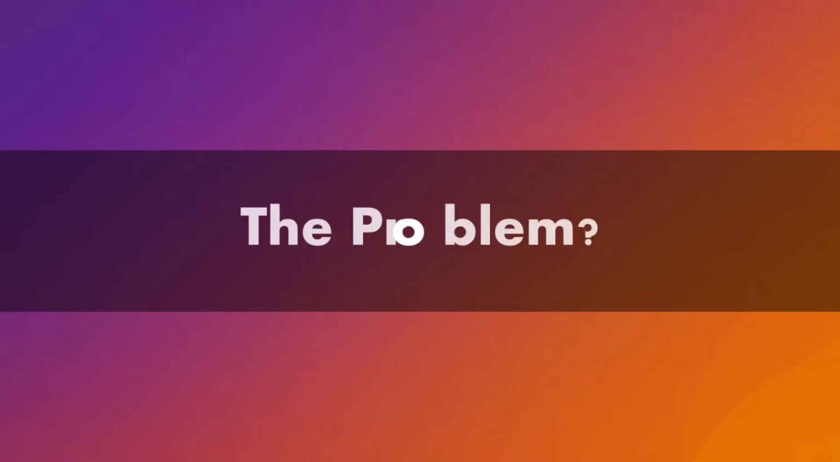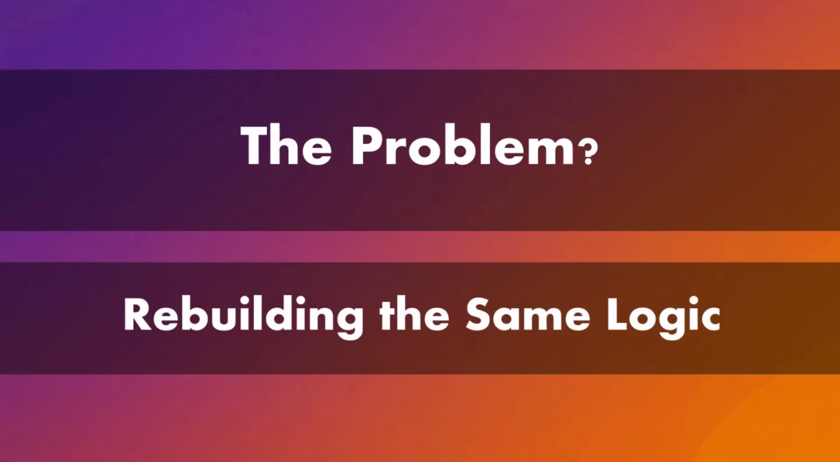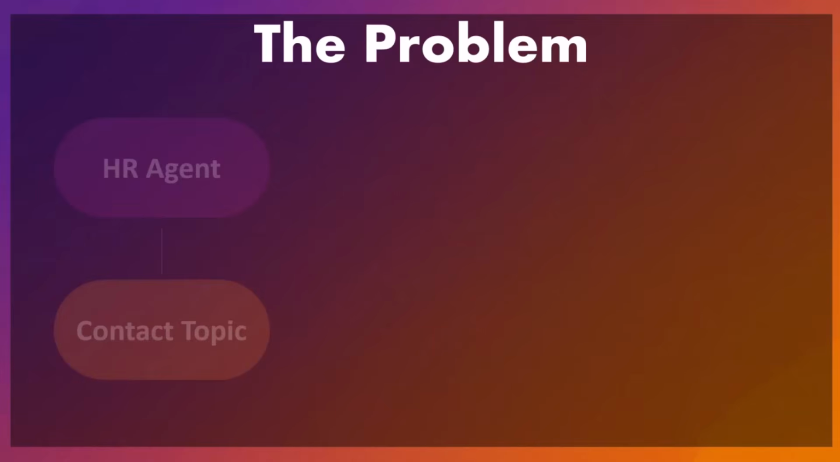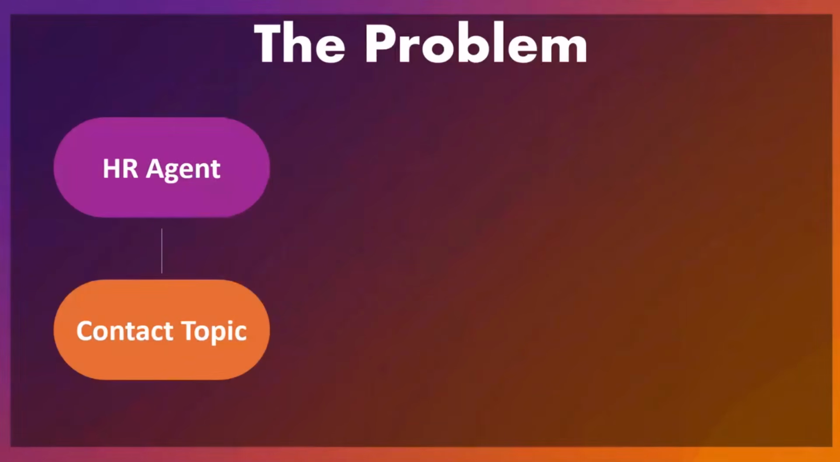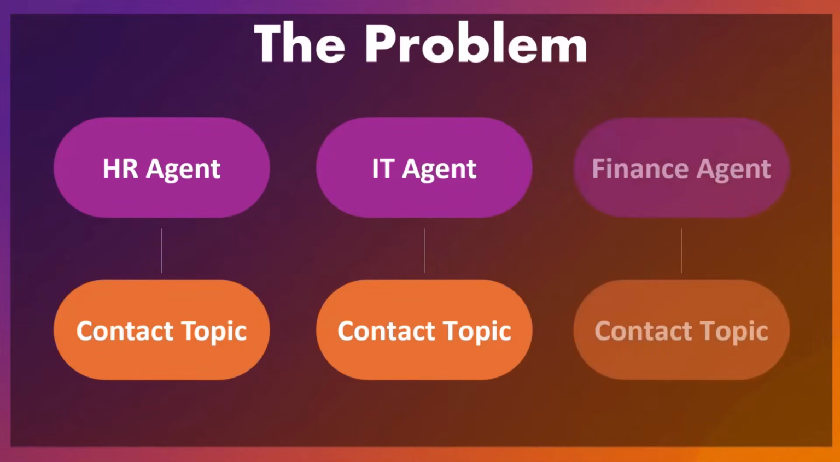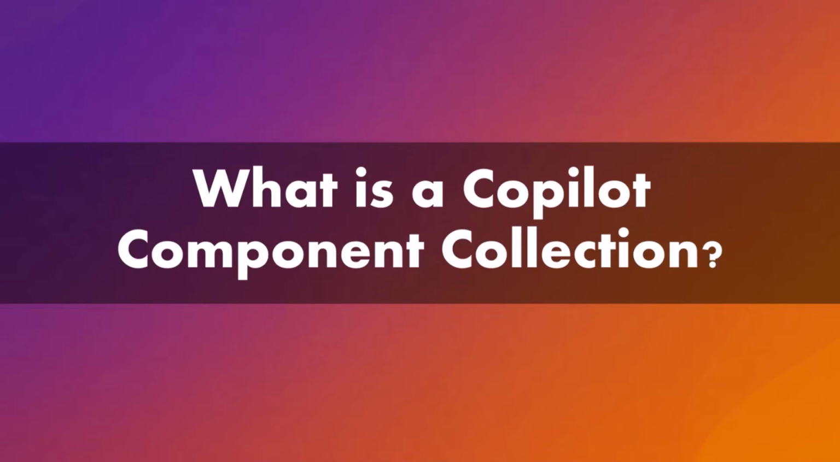Okay, so listen, what's the problem that the boss man is talking about? What is the problem that component collections solve? Without them, we rebuild the same logic over and over and over. You get a bunch of people creating things, and maybe they're the same things. So one of us comes in and creates an HR agent and a contact topic. Then another person creates an IT agent and a contact topic. And then a finance agent and a contact topic. And that is annoying.